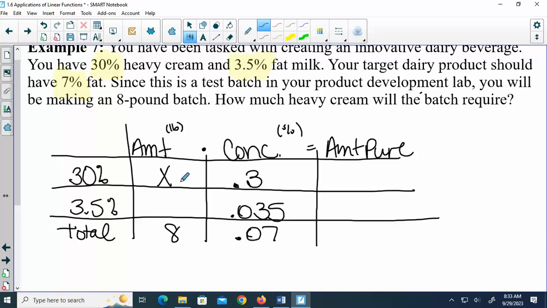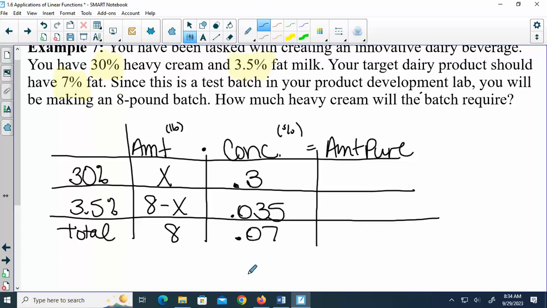So if you put in 6 pounds of the 30, how much of the 3.5 would you need? 2, because we have to have 8 pounds at the end, right? If I put in 1 pound of the 30, how many do I need of the other? 7. Put in 2 of the first, we need 6 of the other. How are we getting these numbers? It's 8 minus whatever you said. Yeah, 8 minus 6, your total minus the amount you already used.